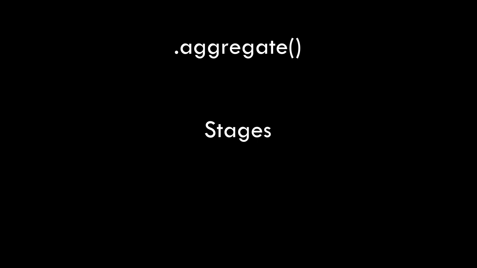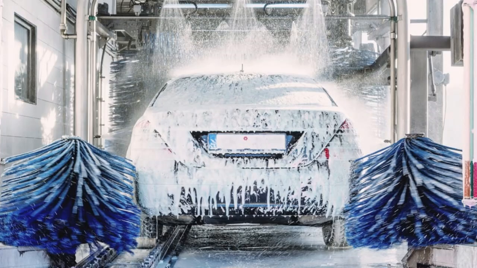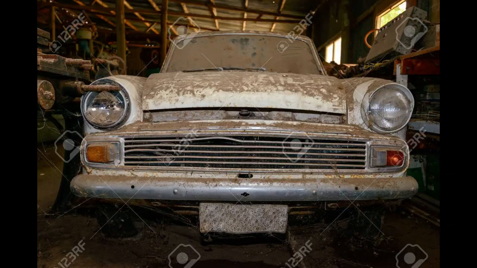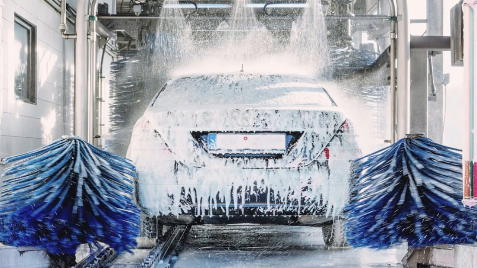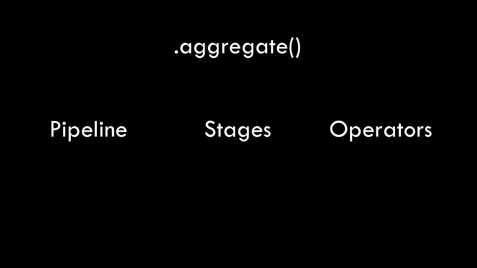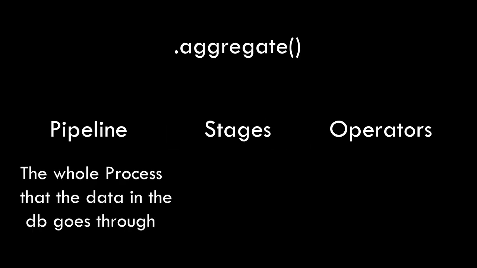The aggregate method has two more components to it other than the stages. One is pipeline and the other is operators. Now let's try to understand these three using an analogy. Suppose you want to go through a car wash to make your car clean. So in that way, the whole process of you going through a car wash will be the pipeline, meaning that it is the whole process that our data in the database goes through.